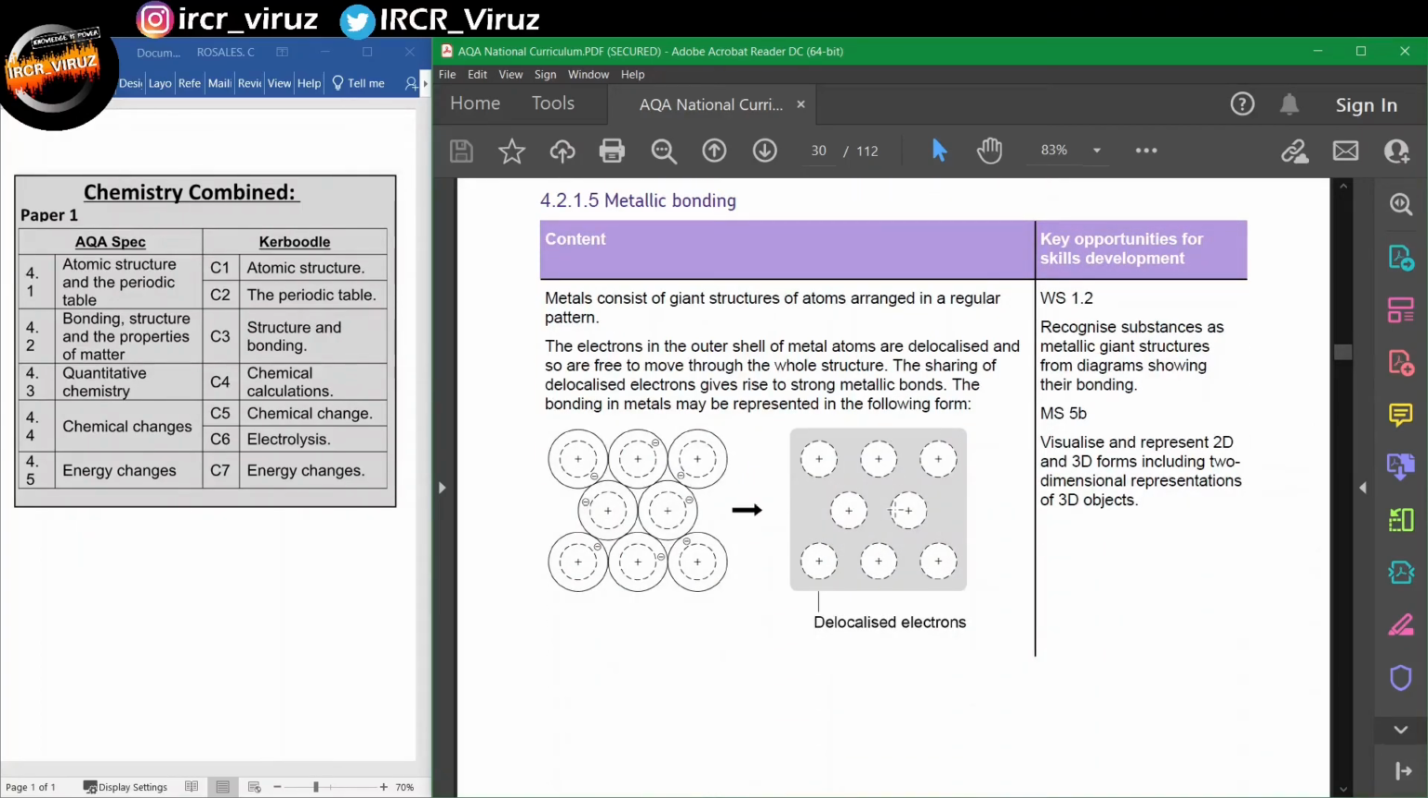Then we go to metallic bonding. Metallic bonding consists of giant structure atoms arranged in regular patterns, okay? So everything in metals will be arranged in regular patterns like that. The electrons in the outermost shell are delocalized. That means that they don't have a specific location. It's not like the ionic bonding and the covalent bonding where you're likely to find them in a specific place, okay? You will find them in very different places all the time, and because they're delocalized and they keep on moving, we say that they have free electrons, or a sea of delocalized electrons, and therefore metallic bonding, or metals, are able to transfer electricity.